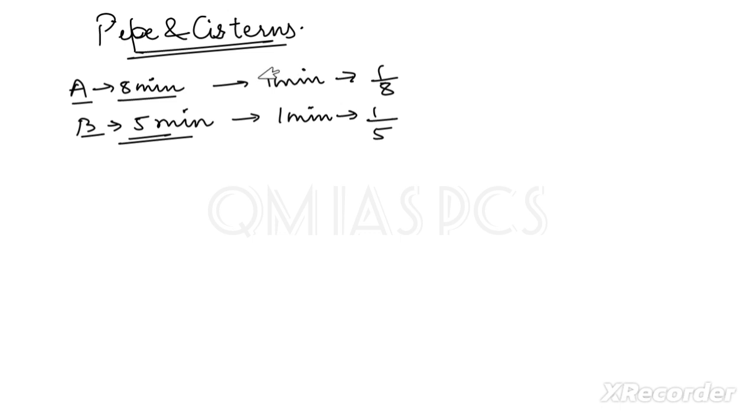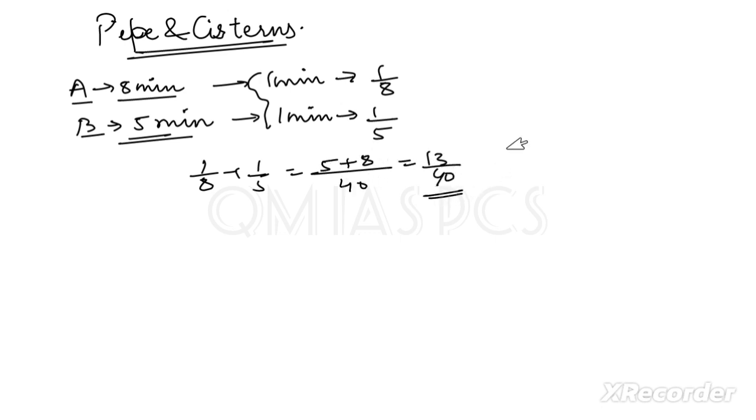So if I combine both, in 1 minute the part filled by A and B together will be 1 by 8 plus 1 by 5. The LCM of 8 and 5 is 40. It will be 5 plus 8, that is 13 by 40. So 13 by 40 part is getting filled by A and B together in 1 minute. So the time they take to fill the complete tank will be just the reciprocal of that value.